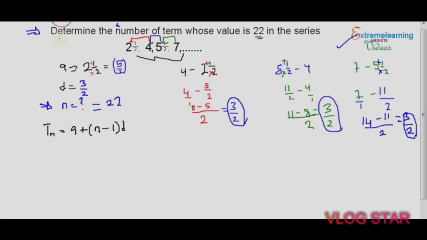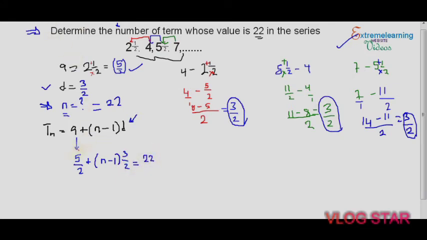Now, meanwhile, we already have the first term a, which is 5 over 2. So we have 5 all over 2 plus, open bracket, n minus 1, since we don't know n, so we just put it back as n. What is our common difference? Our common difference is 3 over 2, which multiplies this.